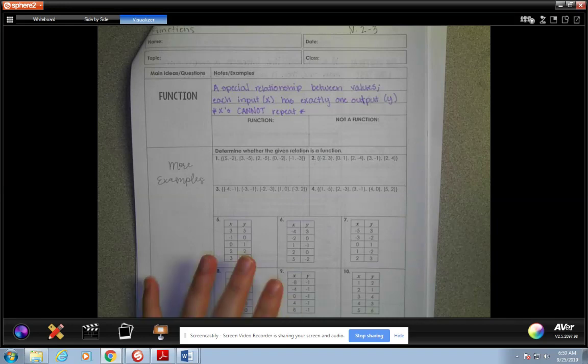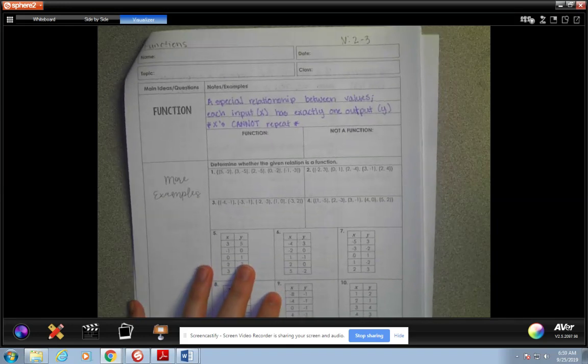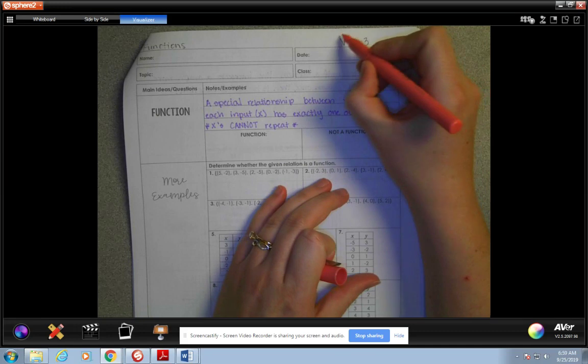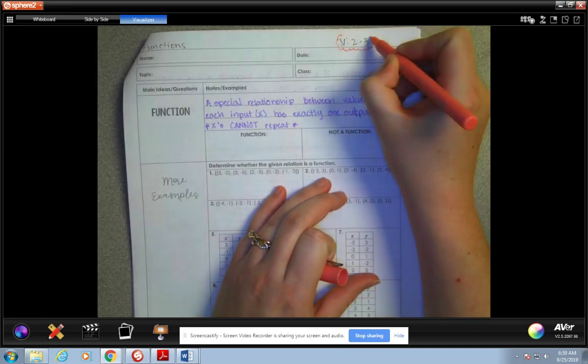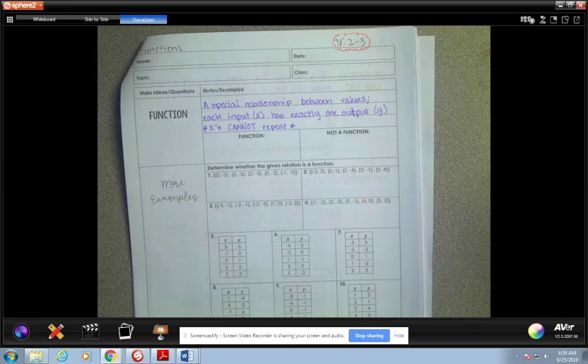Today we're looking in our Unit 2 note packet at notes 2-3. We're going to be talking about functions and whether things are functions or not a function. Okay, so the first thing I want you to do is write this down.